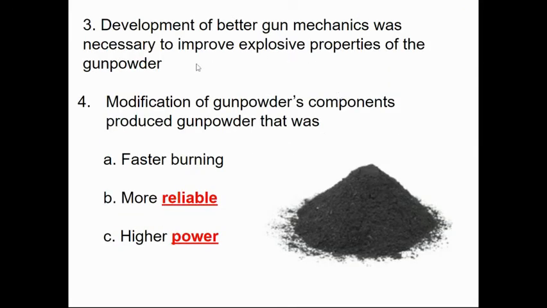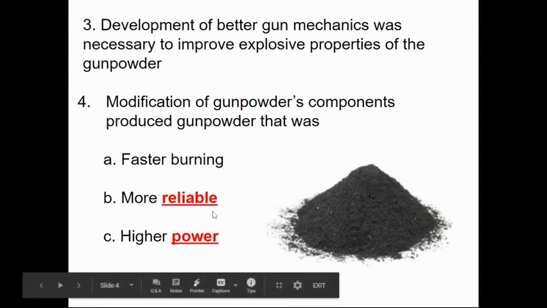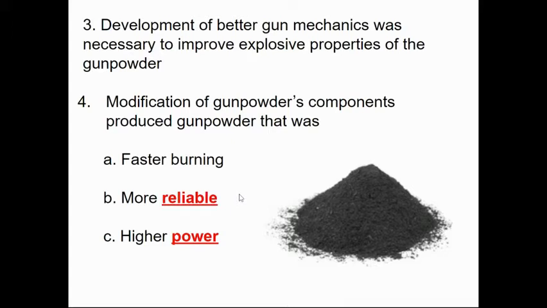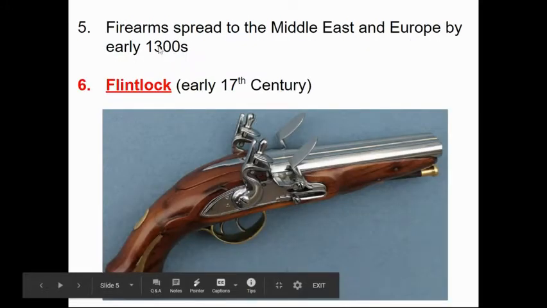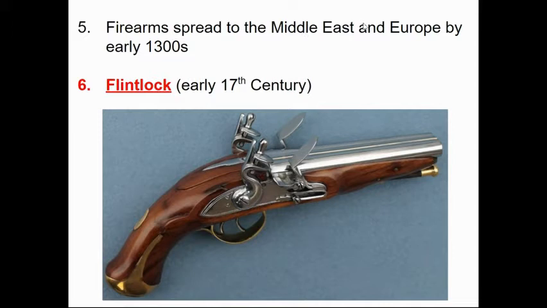So over time, different parts of this process were modified and improved. So starting with gunpowder, being able to have it burn faster, more reliably. Imagine trying to light your gunpowder and it will not ignite, and then having higher power. So firearms spread throughout the Middle East and Europe as early as the 1300s. But where we're really going to start is talking about the 17th century with something called a flintlock.